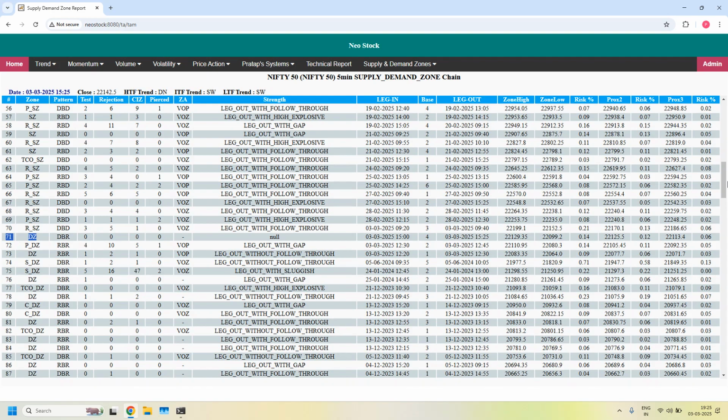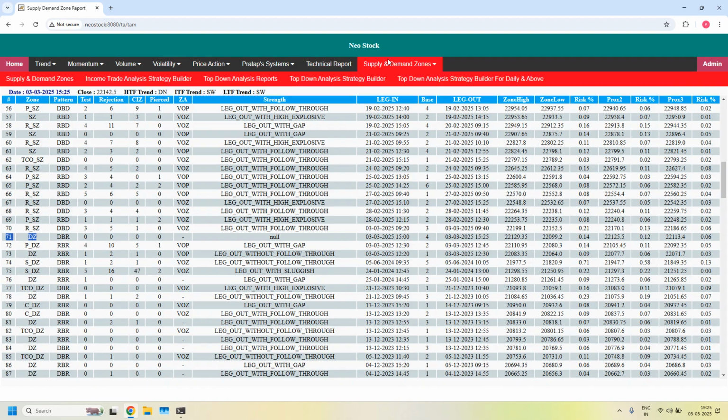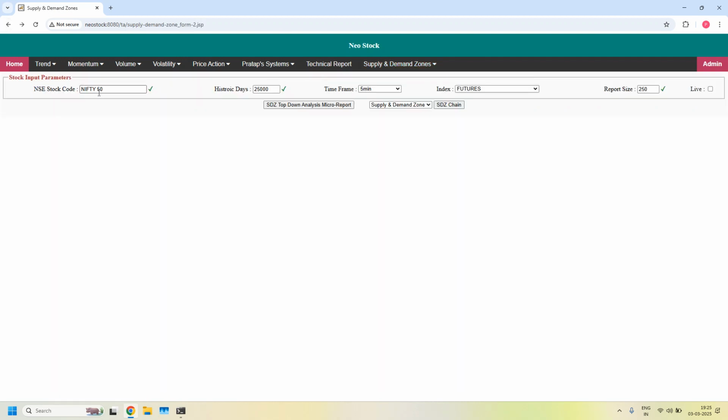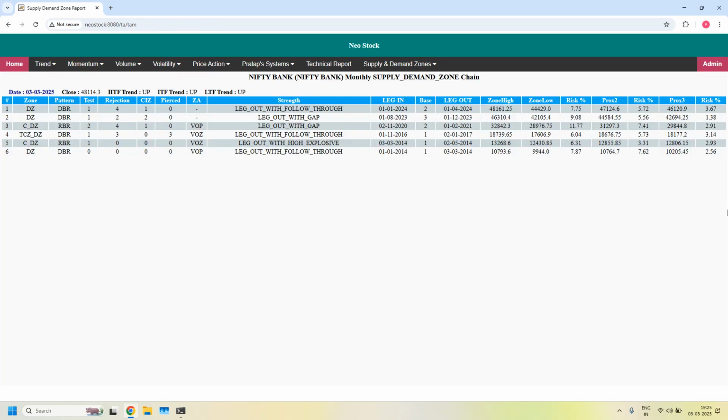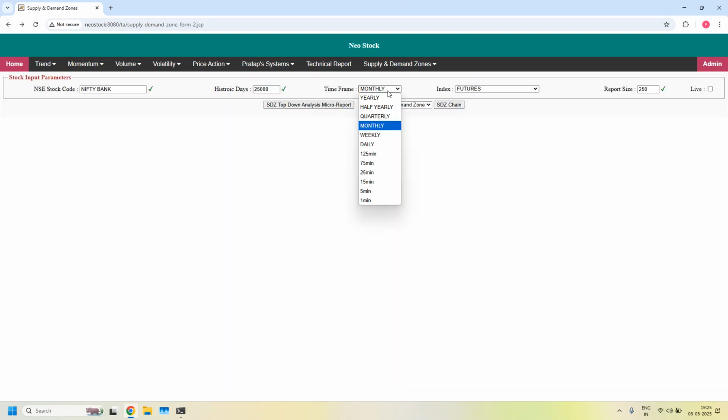So this is about the Nifty supply demand zone chain. Next we will generate Bank Nifty supply demand zone chain. Changing the name to Nifty Bank, that is nothing but Bank Nifty. So generating monthly supply demand zone chain for Bank Nifty. Next, weekly supply demand zone chain for Bank Nifty.